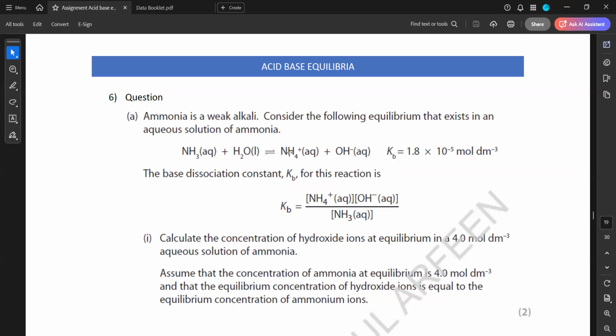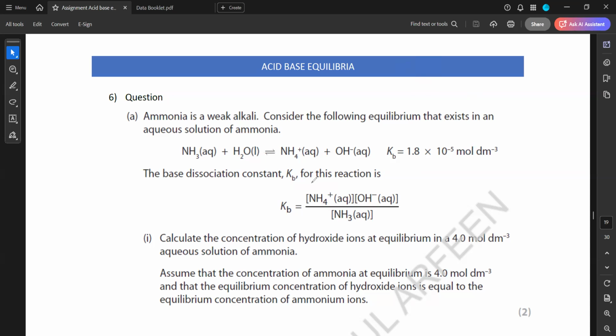In question 6, ammonia is a weak alkali. Consider the following equilibrium that exists in an aqueous solution of ammonia: ammonia plus water gives ammonium ion and a hydroxide. Kb is called the dissociation constant of a base. It's the same idea, like we can also have pKb and Kb. A higher dissociation means a strong base.